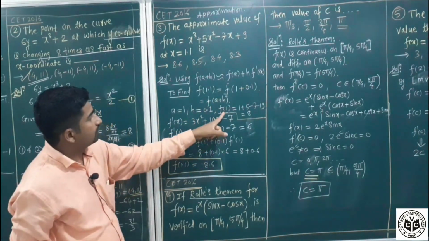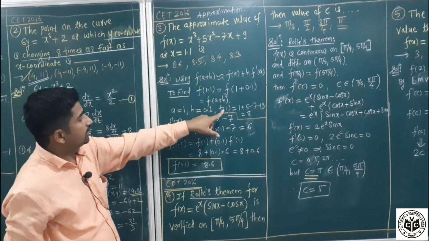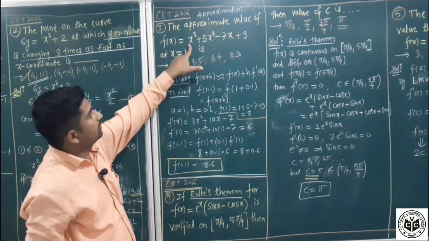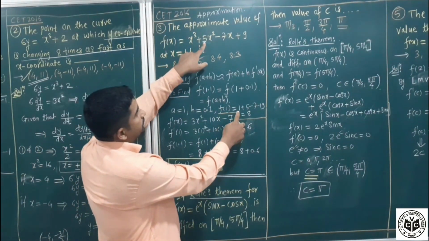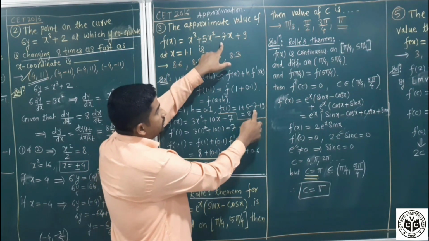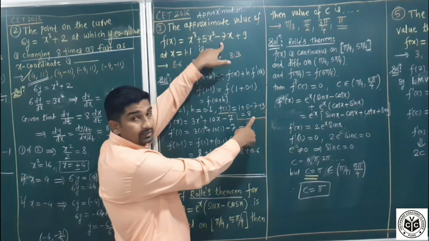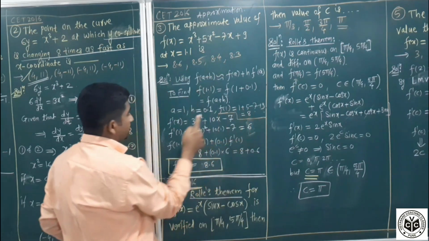So firstly find f of 1, which means put x as 1. So 1 cube is 1, plus 5 into 1, minus 7 into 1, plus 9, it comes to 8. Okay, and after that, f dash of 1.